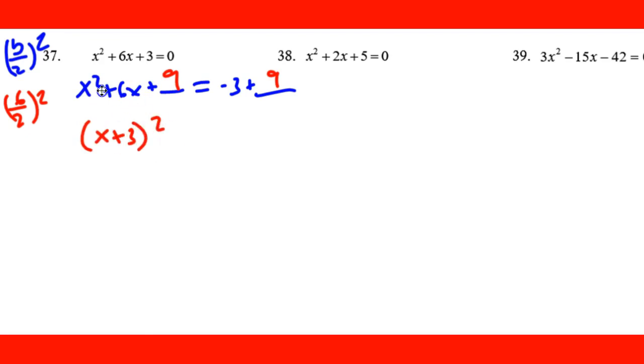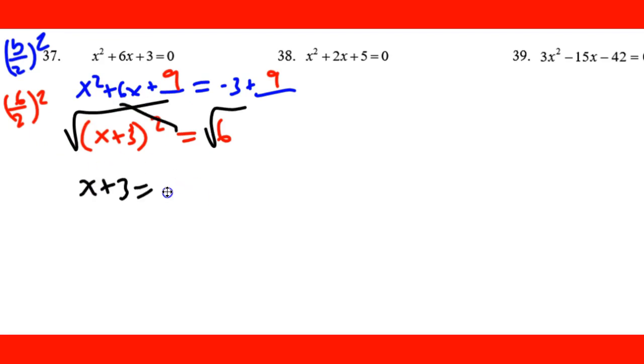If you remember, all you got to do is factor this. You just look at this inside portion. 6 divided by 2 is 3. So x plus 3 squared. And over here you have 6. And then just solve it. By solving, I'm going to take the square root on both sides. So I have x plus 3 because this cancels, and I have plus or minus square root of 6.